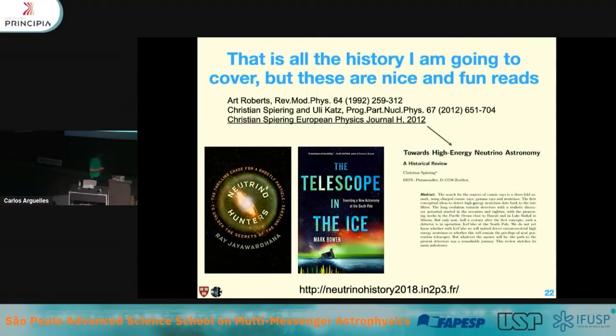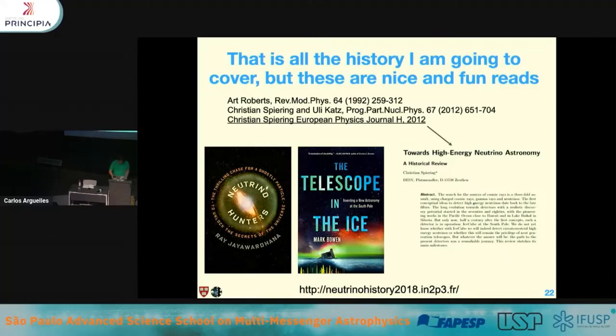So that's all the history I want to tell you. If you're really interested in this, there are these three nice references. This one you have to pay for, but you can probably get it in the library. This one is free, and it's a really nice review about the history of neutrino astronomy. It's a really, really fun read. This one is written by a reporter who went to the South Pole with the people that installed the detector, so it's a very colorful story of the detector. This is a more general neutrino book discussion.